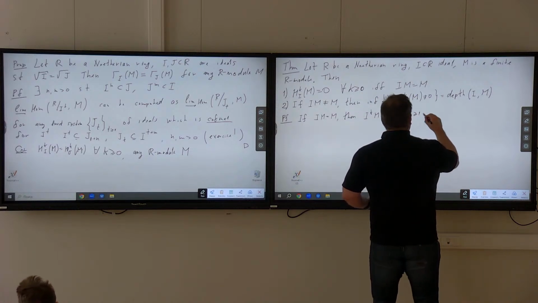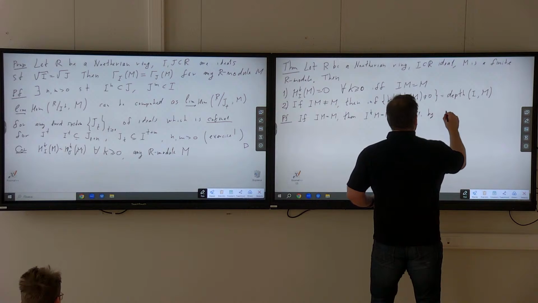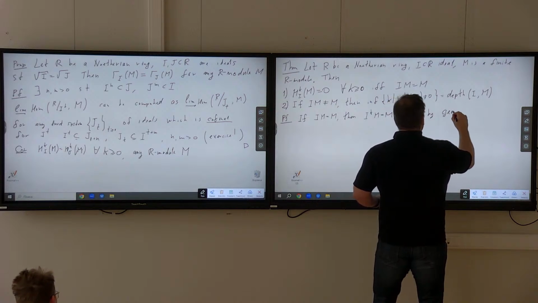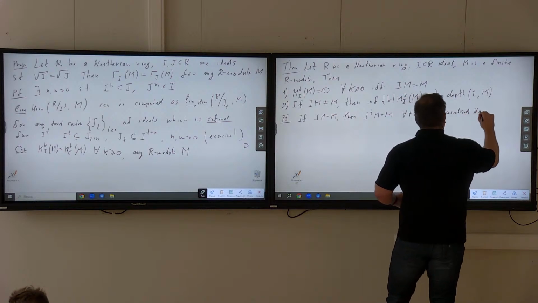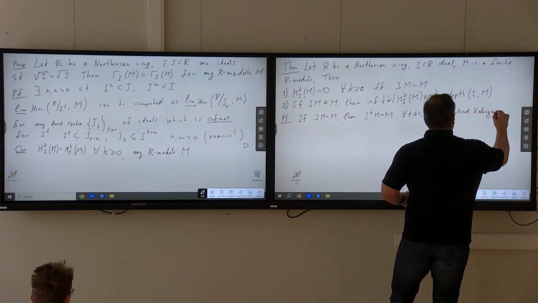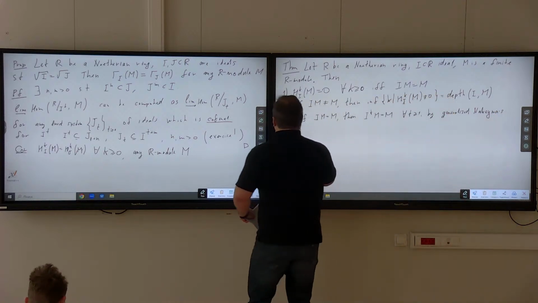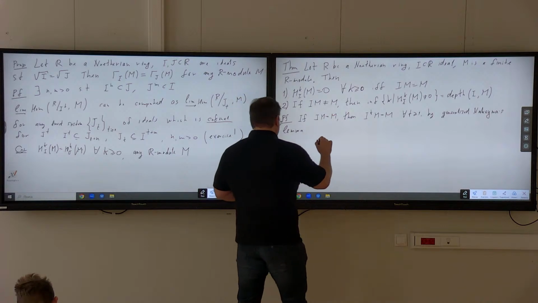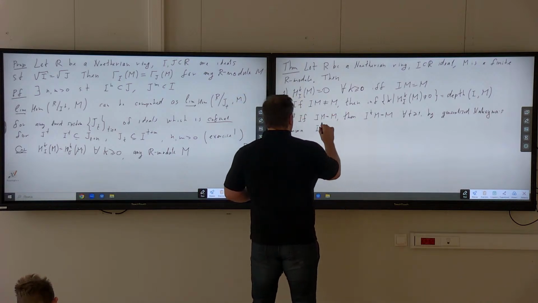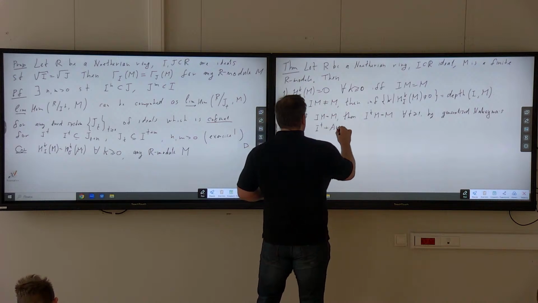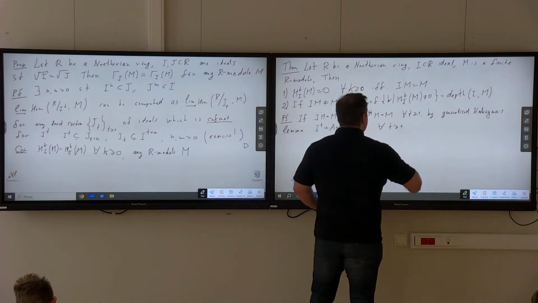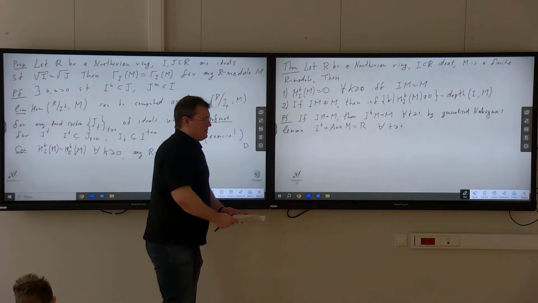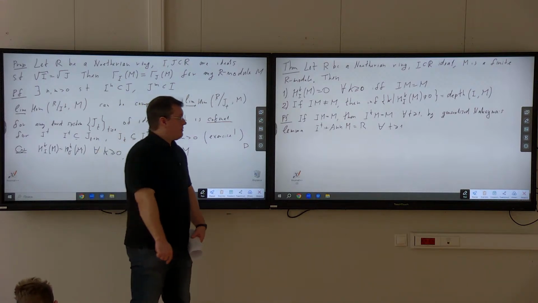So then, by the generalized Nakayama's lemma, I can conclude that I^t plus the annihilator of M is equal to R, still for any t which is at least 1. If you don't know the generalized Nakayama's lemma, it is in the notes in the Google class with the complete proof.